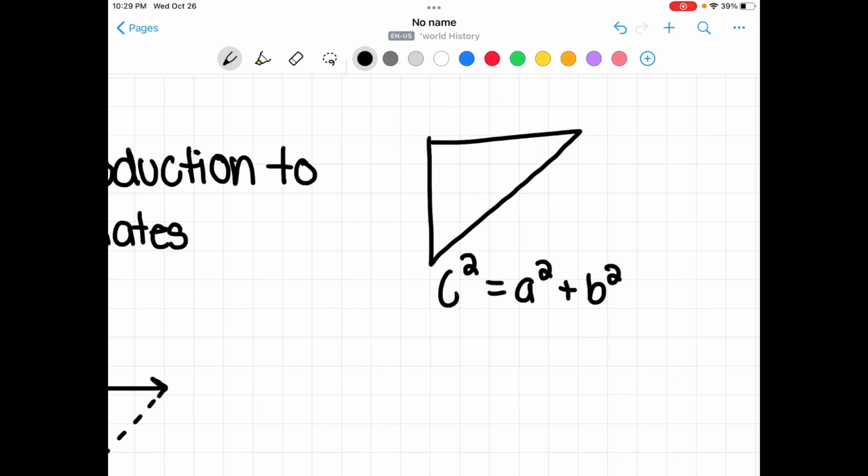And I'm just going to write it like this, saying this is a, this is b, and this is c. Now, if we know that a is 5 and b is 5, then we can find out what c is by using this equation. But this is only if they're constant.